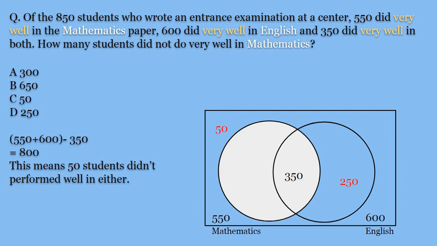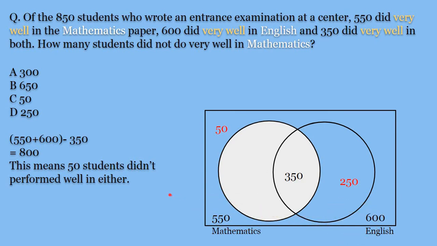It says, of the 850 students who wrote an entrance examination at the center, 550 did very well in mathematics, 600 did very well in English, and 350 did very well in both. How many students did not do very well in mathematics? Okay, so the first thing we will do is, we already know the total number of students is 850, and 550 of them did very well in mathematics. So this circle is 550 and this circle is 600.